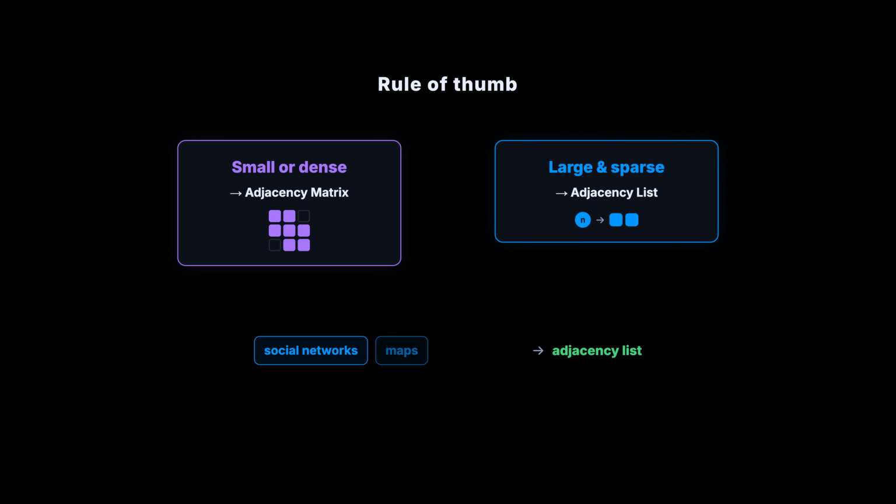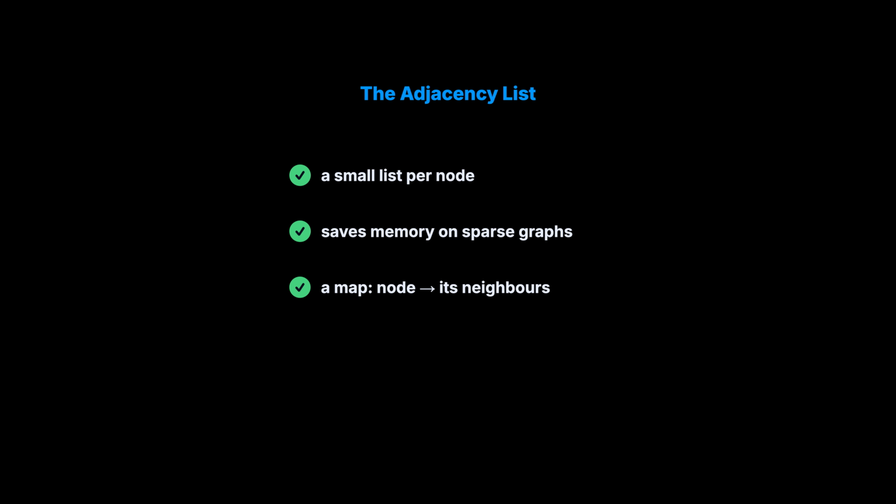Let us bring it all together. An adjacency list keeps, for each node, a small list of only its actual connections. It saves a lot of memory on big, sparse graphs. In Java, it is just a map from each node to its list of neighbors. Finding all neighbors of a node is quick. And for most real problems you will ever face, this is the representation you will reach for.